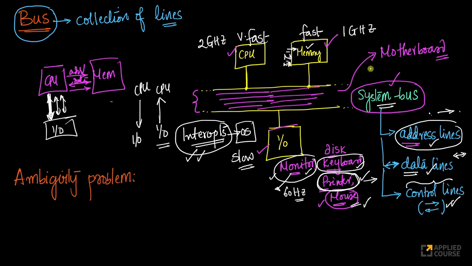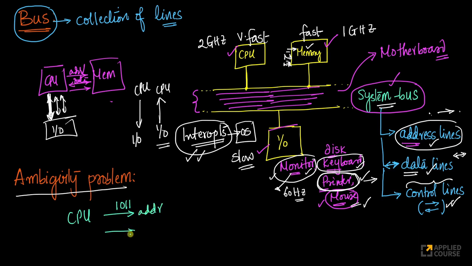But here comes one simple problem. Look at this. There is one very simple problem that occurs, which is called the ambiguity problem. The problem arises as follows. So imagine if your CPU, let's take a simple example, right? Suppose your CPU places an address. Let's say my address is 4 bits, just for simplicity. Let's say it puts this address on the address lines.